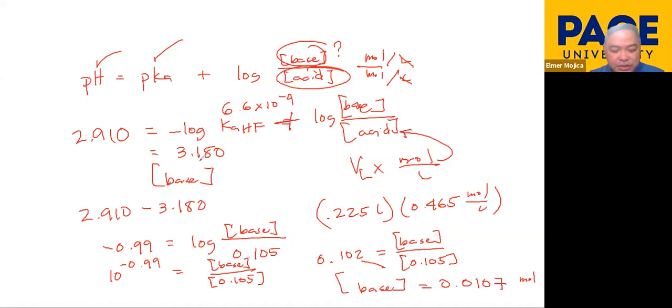2.910 minus 3.180. Oh, I think this is the one where I made a mistake. So instead of 0.99, that's 0.27. So this is a negative 0.27. So that number is not the right one. I think you will have a 0.537 here, times 0.105. So the number that I get is 0.0564. Okay?